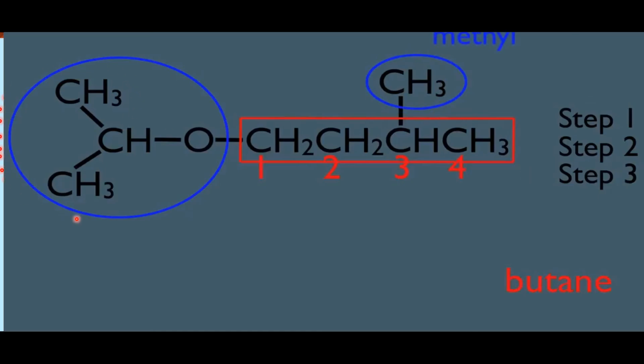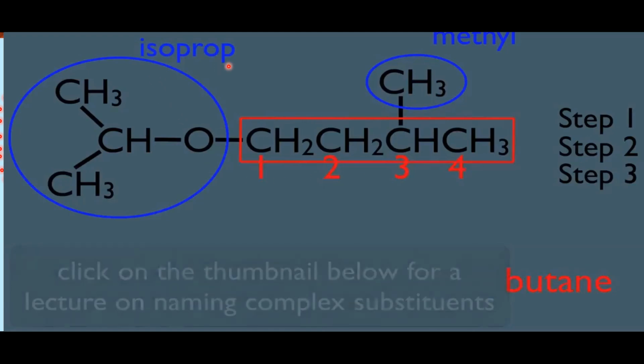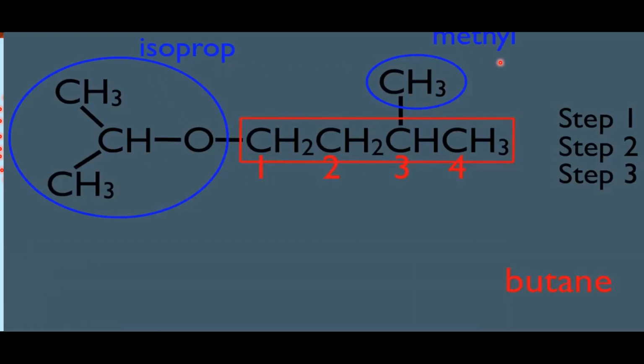There are 2 substituents. This is isopropyl substituent and this is methyl substituent. So this is isopropyl and this is methyl. So this becomes isopropoxy because the oxygen atom is also there in the group. So we have to write down it alphabetically. So 1-isopropoxy and 3-methyl butane.